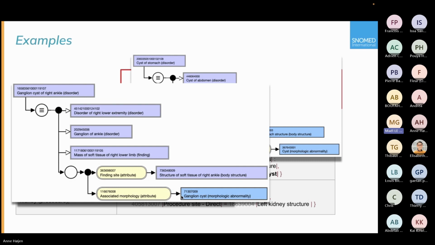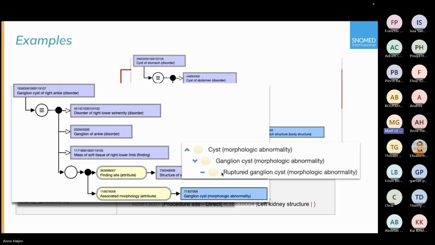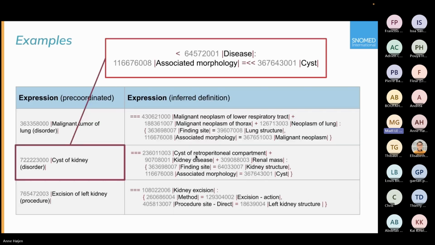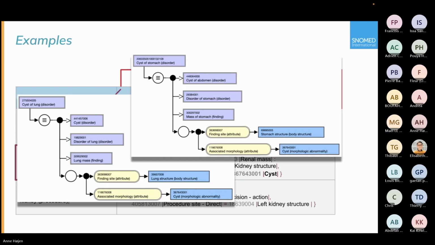But in the expansion, we would also get a concept such as ganglion cyst of right ankle returned, because that also matches the criteria. But here the associated morphology is not cyst, it's ganglion cyst. But that concept is a subtype of cyst. So because I said descendants or self of cyst, I take everything that has a defining property that is some kind of cyst, not only cyst. So this is where we use the accuracy of the modeling, we allow for accurate concept modeling while still being able to query them.